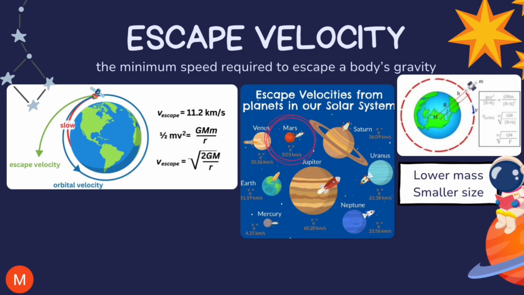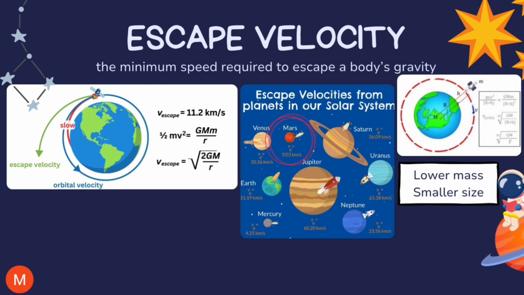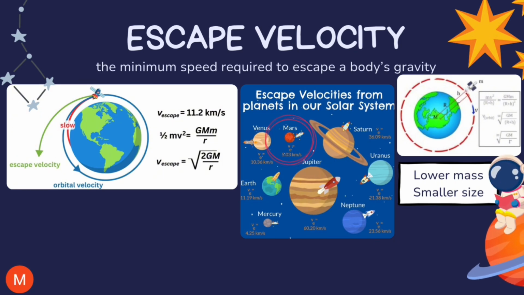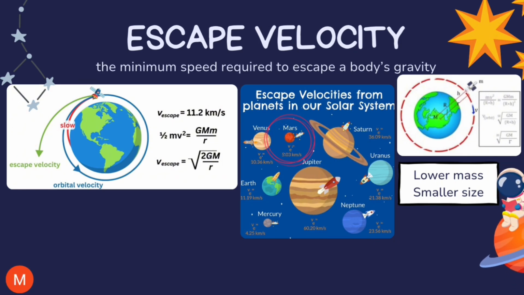Next is the equation for escape velocity. So escape velocity, the equation is V equals the square root of 2GM over r. So this is the minimum velocity required for a spacecraft to overcome its gravitational pull and leave its orbit. For Earth, this escape velocity is approximately 11.2 km per second.